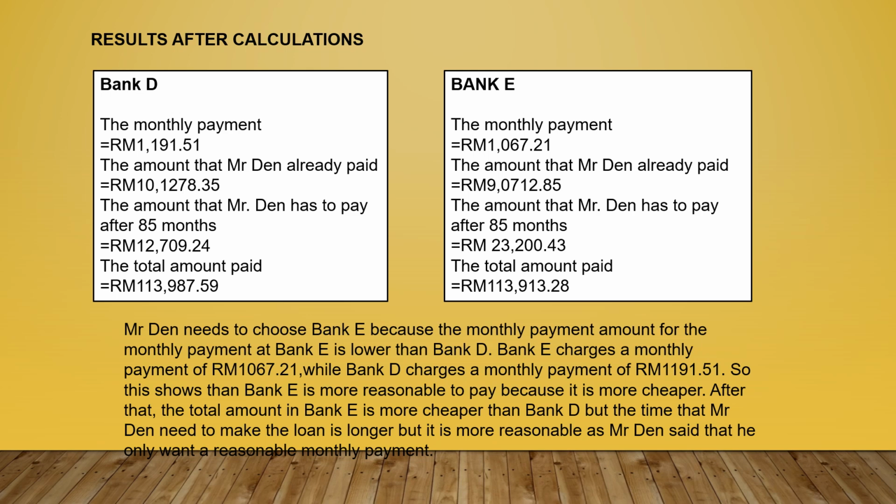After that, the total amount in Bank E is also cheaper than Bank D, but the time that Mr. Dan needs to make the loan is longer. But it is more reasonable, as Mr. Dan said that he only wants a reasonable monthly payment.